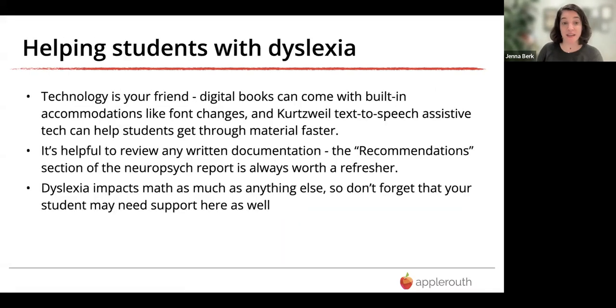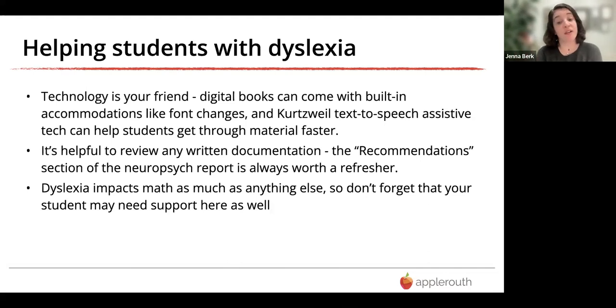So for dyslexia, technology is your friend, right? Digital books can come with built-in accommodations like font changes, if you need to change everything to Comic Sans because it's easier to read. There's the Kurzweil text-to-speech assistive technology that can help you get through material faster.